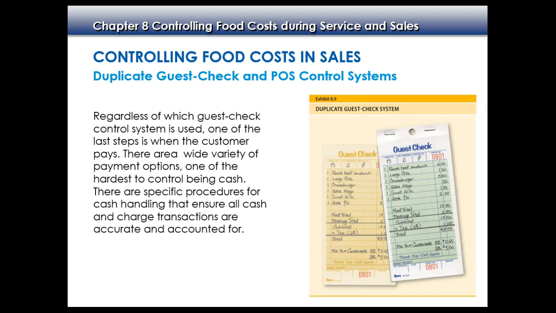Regardless of what guest check control system is used, one of the last steps is when the customer pays. There are a wide variety of payment options. One being the hardest to control is cash. There are some specifics for cash handling that ensure all cash and charge transactions are accurately accounted for. They do have great examples in the book for this.